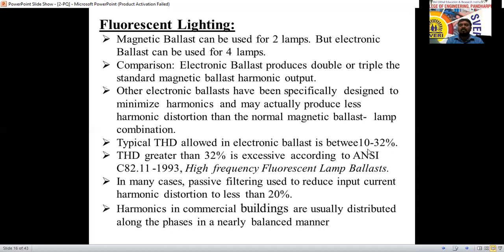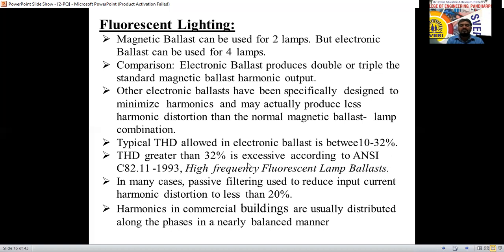We are going to consider this according to the ANSI standard C82.11-1993, in which they have mentioned that. So for high frequency lamp ballasts, in many cases passive filters are used. We will discuss these standards; standards we have already discussed.